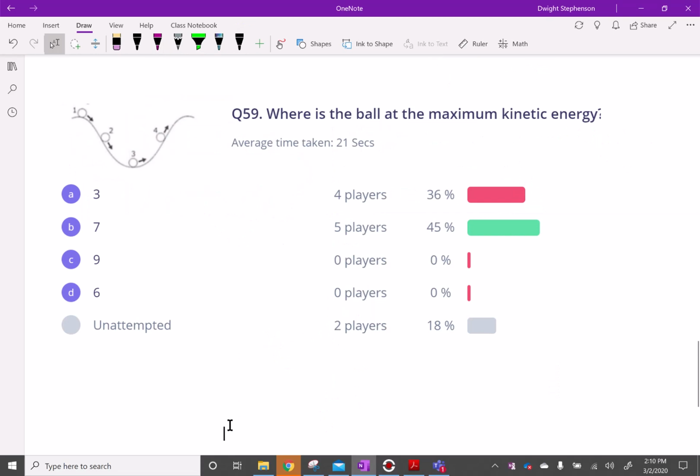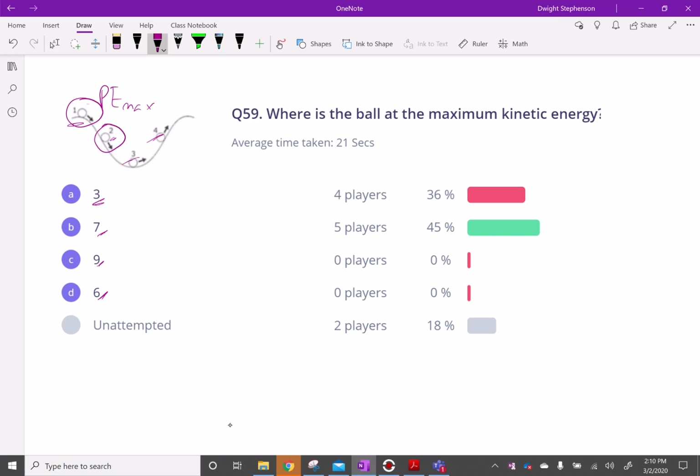All right, this is our next most missed question, and the reason I think it was most missed is it was a mistake. I don't really understand what happened with these numbers, because you can see in the diagram it's 1, 2, 3, and 4. He wants to know where is the maximum kinetic energy. Well, the kinetic energy is maximum at the lowest point. Here the potential energy is max, and there is no kinetic energy until it starts moving.